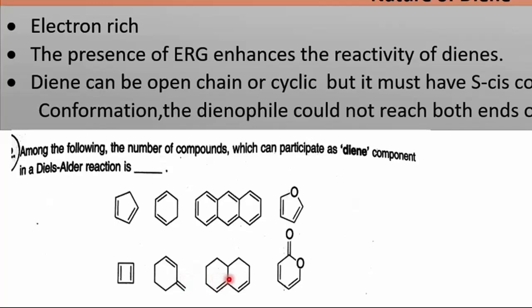So these compounds do not participate in the Diels-Alder reaction as a diene, whereas the other 1, 2, 3, 4, 5, 6 do. So 6 is the answer. Among the following, the number of compounds which can participate as a diene is the answer.